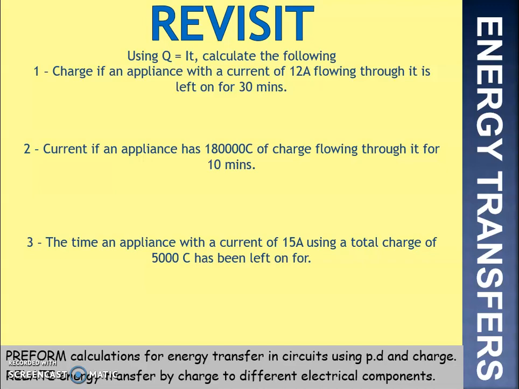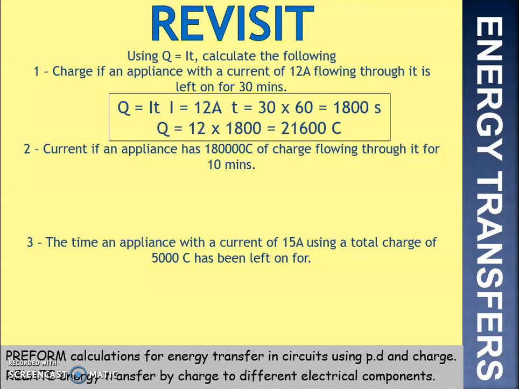Okay, question 1. We know Q equals IT, charge is current times time. In this case, the current's 12 amps, but the time's been given to us as 30 minutes. We need to convert that into seconds. So that's 30 times 60, giving us 1,800 seconds. Charge is current times time, so that would be 12 times 1,800, giving us 21,600 coulombs.